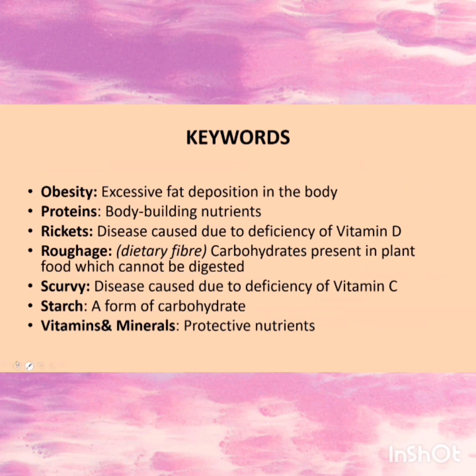Continue with the next keywords, that is obesity, excessive fat deposition in the body. Proteins, body building nutrients. Rickets, disease caused due to deficiency of vitamin D. Roughage, it is also known as dietary fiber, a carbohydrate present in plant food which cannot be digested. Scurvy, disease caused due to deficiency of vitamin C. Starch, a form of carbohydrate. Vitamins and minerals, protective nutrients.